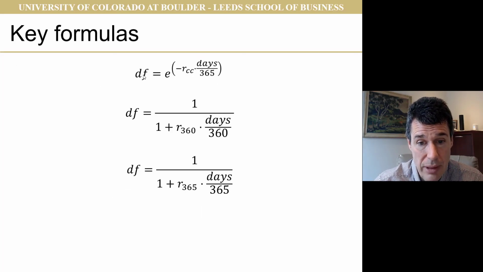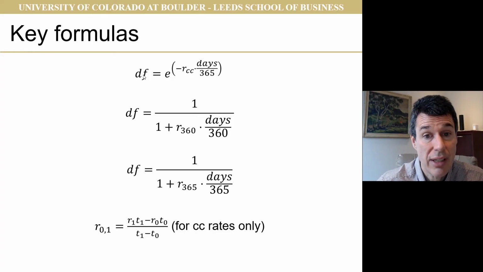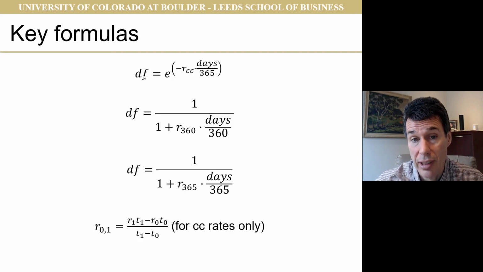There are key formulas, and actually there are 4 formulas that I use all the time. So the first one is the discount factor for a continuously compounded rate. Discount factor equals E to the negative R days over 365.